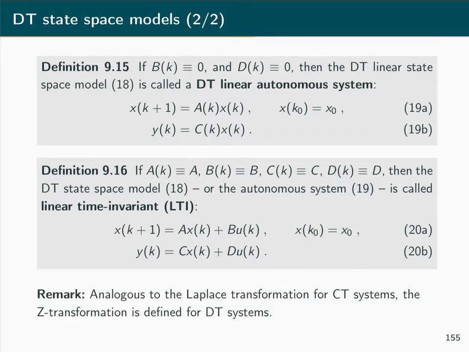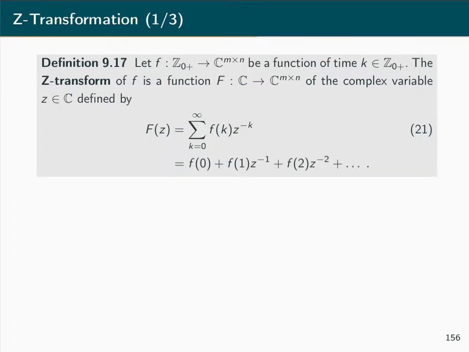As some of you may know already, analogously to the frequency domain and the Laplace transformation for continuous time systems, there also exists a frequency domain and a so-called Z-Transformation for discrete time systems. And this Z-Transformation is defined as shown in definition 9.17, where it's assumed that a function f of k of discrete time k is given.